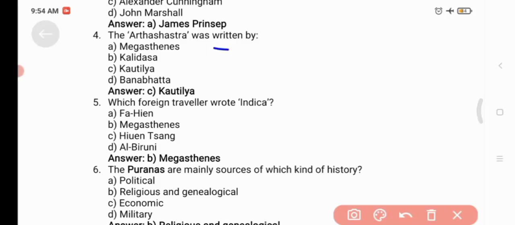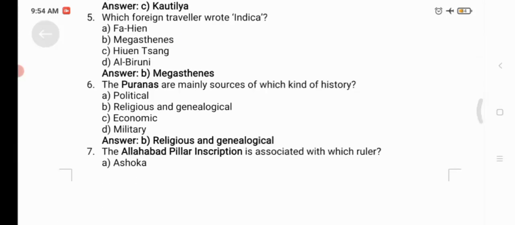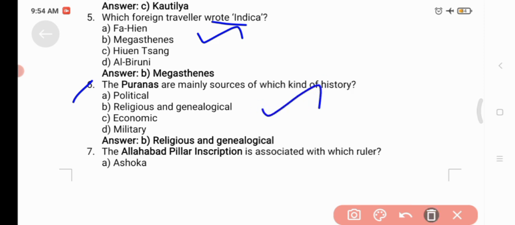The Arthashastra was written by option C, Kautilya. Which foreign traveler wrote Indica? Option B, Megasthenes. The Puranas are mainly a source of which kind of history? Option B, religious and genealogical.